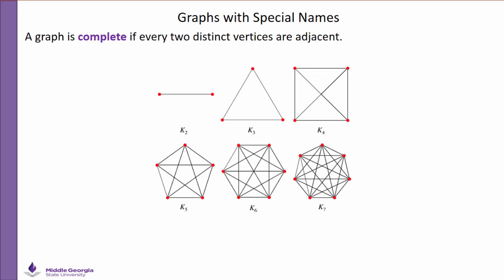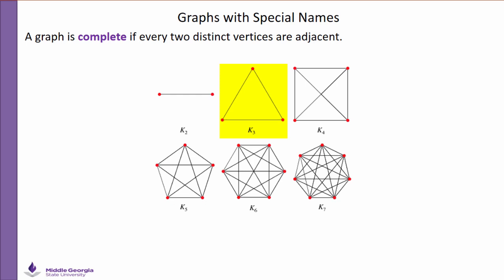A graph is complete if every 2 distinct vertices are adjacent. And we call those graphs complete, and we have special graph names for them. The complete graph on 2 vertices is the first graph that you see highlighted. You can only put one edge between 2 vertices. The subscript number tells you how many vertices.